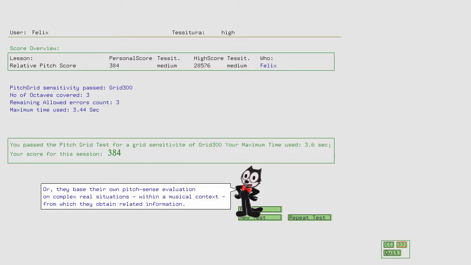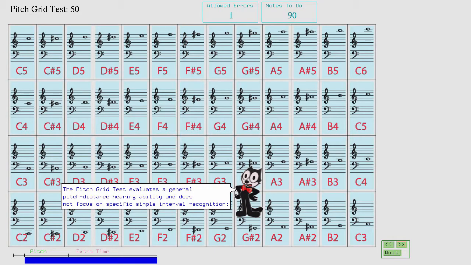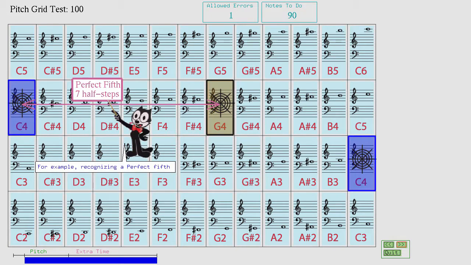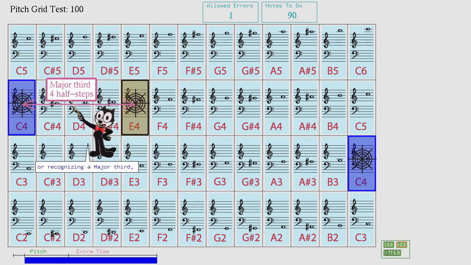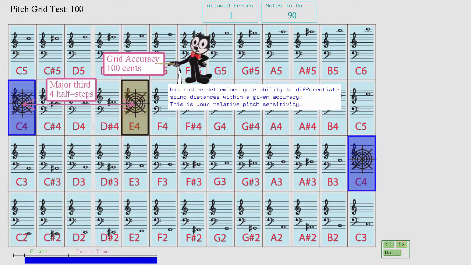Or, they base their own pitch sense evaluation on complex real situations within a musical context from which they obtain related information. The pitch grid test evaluates a general pitch distance hearing ability and does not focus on specific simple interval recognition. For example, recognizing a perfect fifth, or recognizing a major third, but rather determines your ability to differentiate sound distances within a given accuracy. This is your relative pitch sensitivity.